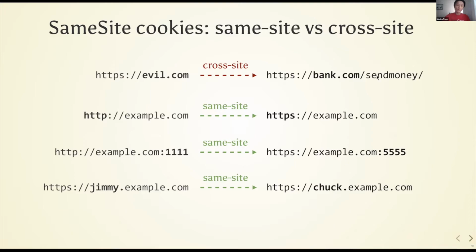So even though all of these are not same origin requests, which means that, for example, you won't be able to send AJAX requests with credentials in all four of these cases. But things like link navigation and form submissions would actually include all the cookies, including same-site cookies, in these three green cases. So keep that in mind if you're going to use same-site for protecting against those attacks.